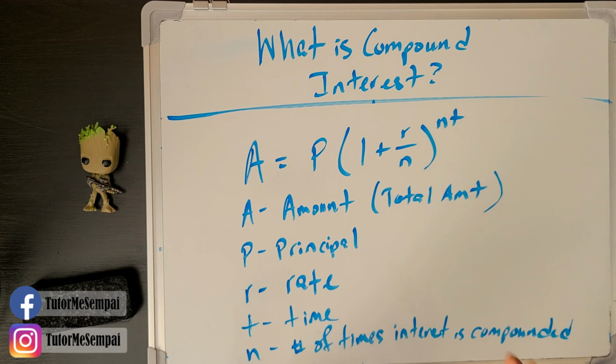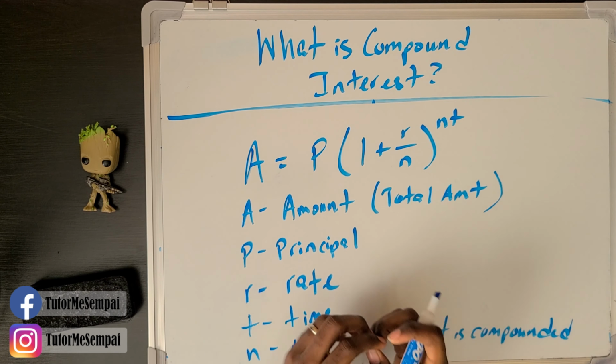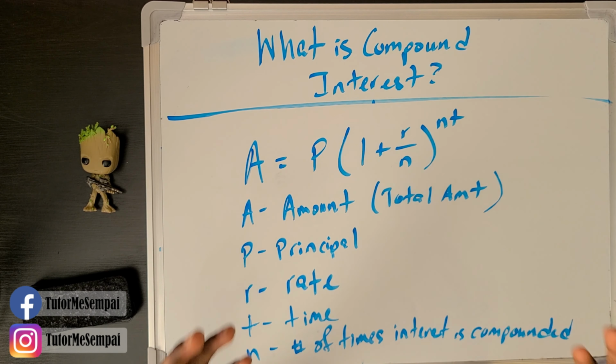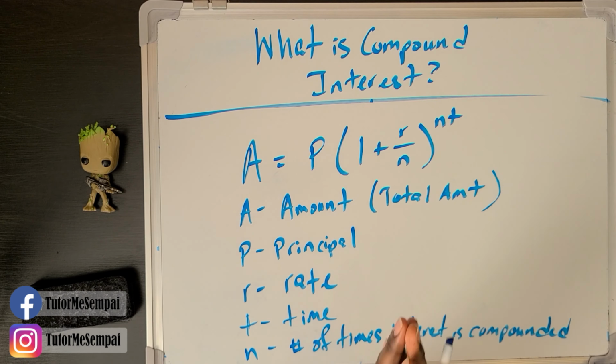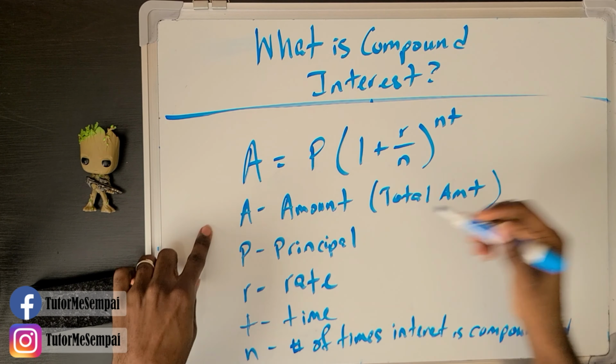You can even do weekly, 52 times per year, daily, 365 times a year. N is going to be how many times it's compounded within a given year. So these are the components for your compound interest formula. But one thing I really want you to note is A.